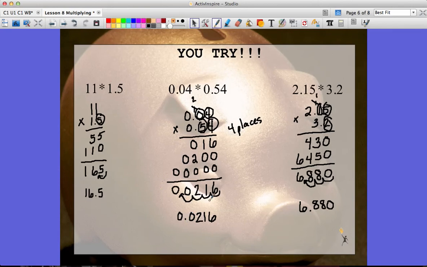and 216 10,000ths. Now in this one, the 2 and the 5 should have lined up, so your decimals were not going to match up. Okay, and when you multiplied, you ended up with 6,880, but because you have 1, 2, and 3 numbers after the decimal, you move your decimal 3 places to the left, and you end up with 6 and 880 thousandths.